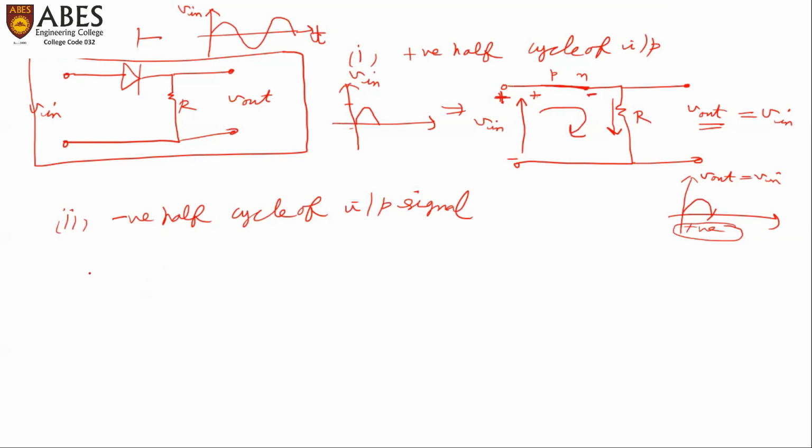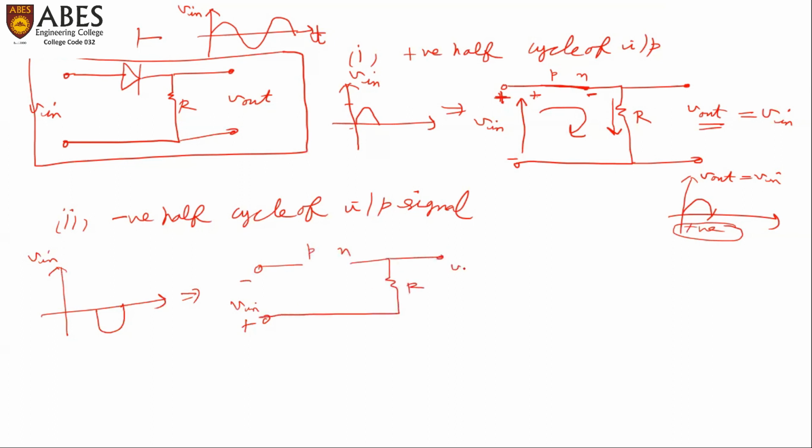So for the second case, that means for the negative half cycle of the input signal, if V input has this negative portion, then for this negative half portion we apply to the terminal, this terminal is negative and this terminal is positive of the input terminal. Then here are the diode P and N, and here R is there, across which we are taking the V out. The positive terminal of the input is this one. So N is connected to the positive terminal, and from this negative terminal P is connected to the negative terminal. That means P is connected to the negative terminal and N is connected to the positive terminal.